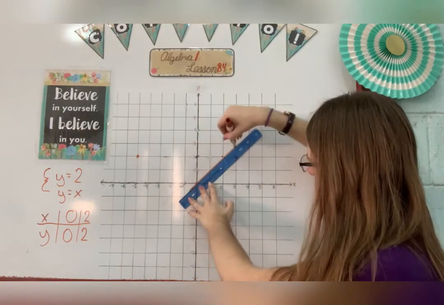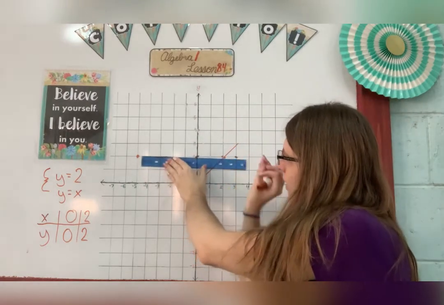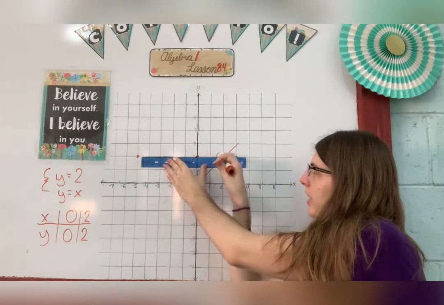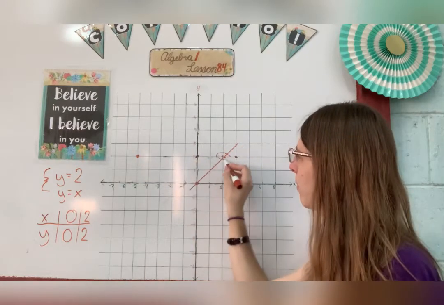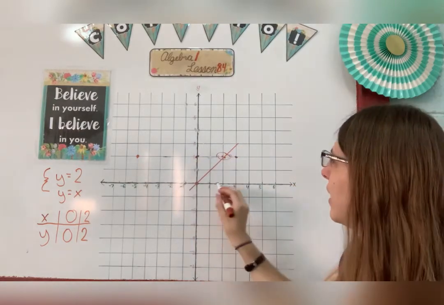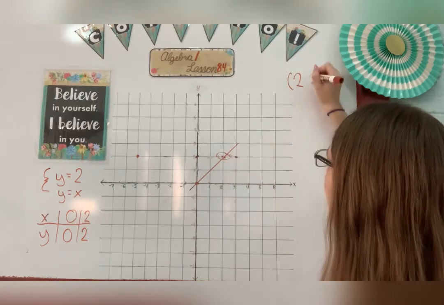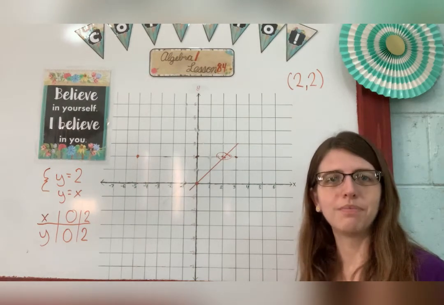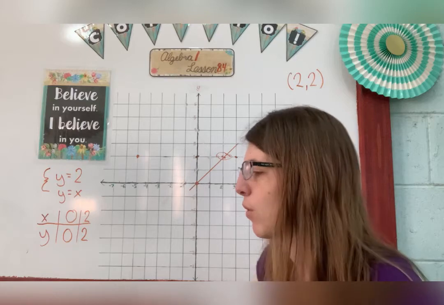So then I draw my line through my points. Now I know that here, this line goes like this. So where do they intersect? They intersect right here at this point. So what point is that? 2 over, so x is 2. 2 up, so y is 2. So the solution is (2, 2). Okay, let's try another one before we get to your practice.